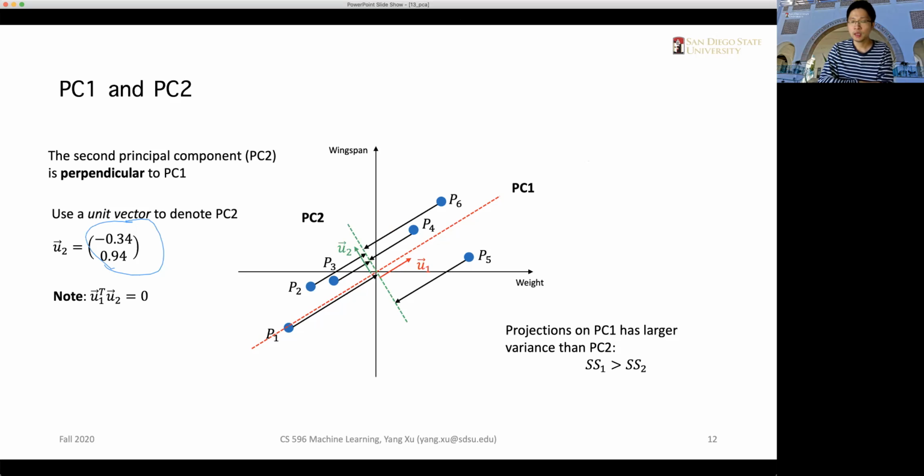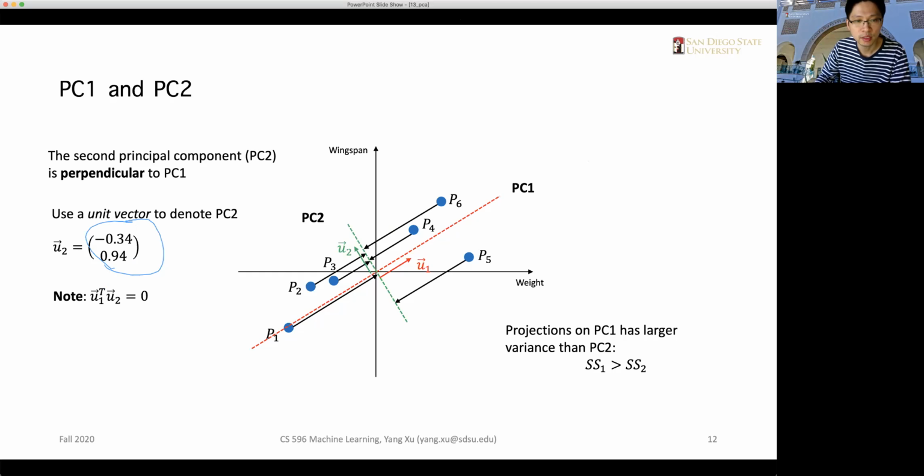We call PC2 the second principal component because the projection onto PC2 is much smaller than onto PC1. If you look at the projection onto the green dimension, the total summation of variance is much smaller than the projection onto the red one.